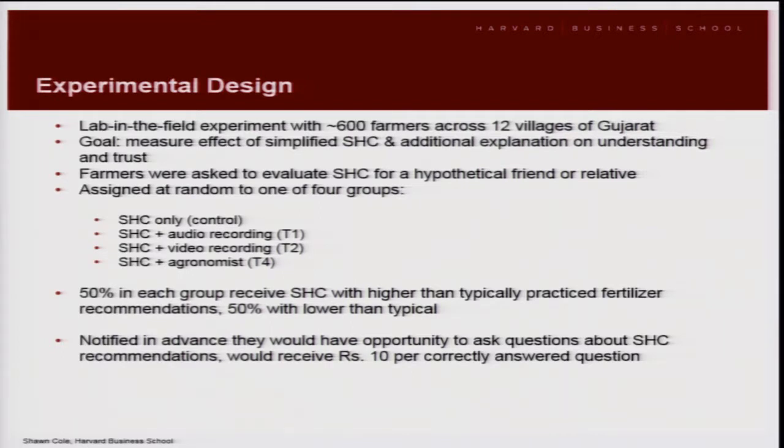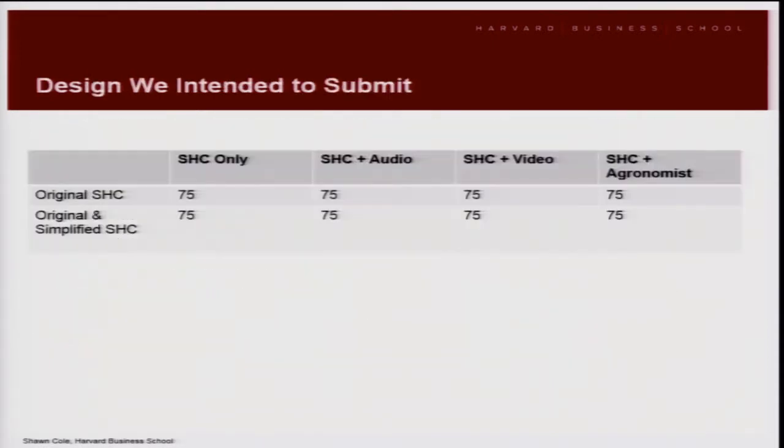So they had some motivation to pay attention and try to answer the question, because they could walk away with 30 rupees or 40 rupees if they got it right.